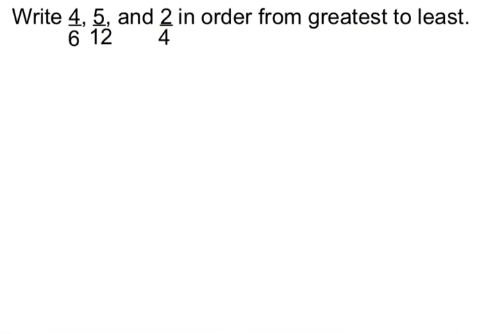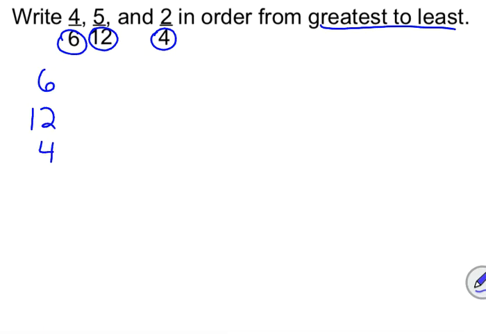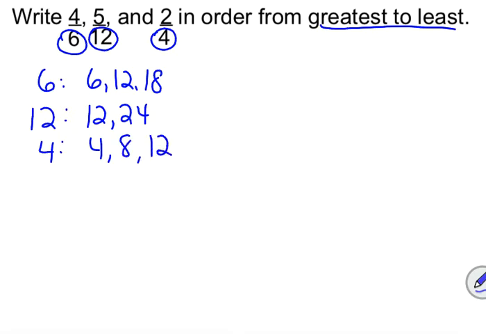Okay, next slide. Write 4/6, 5/12, and 2/4 in order. Now I'm doing greatest to least. Same thing. We're doing multiples of 6, multiples of 12, multiples of 4. Multiples of 6: 12, 18. Multiples of 12: 24. Multiples of 4: 8, 12. And again, I see here 12, 12, 12. The LCM is 12.